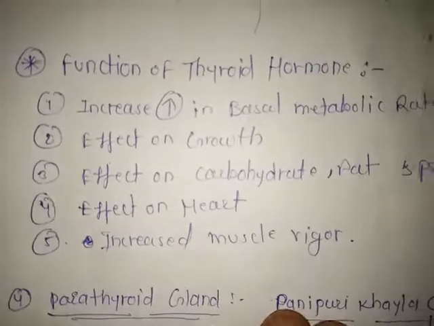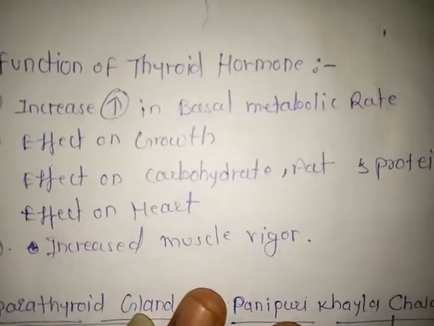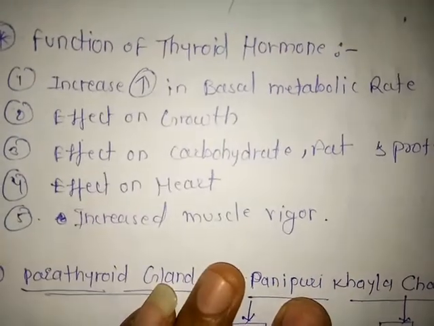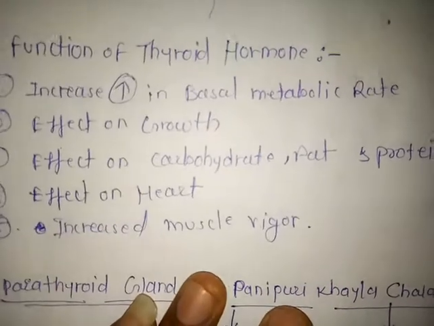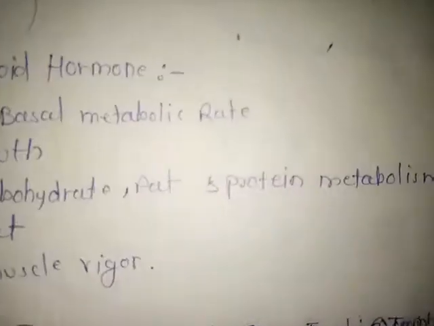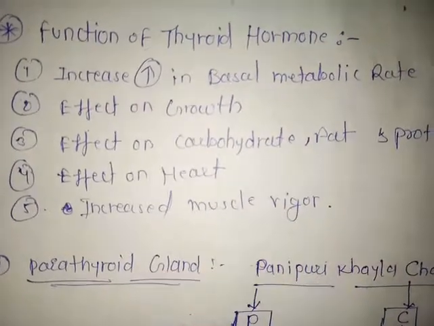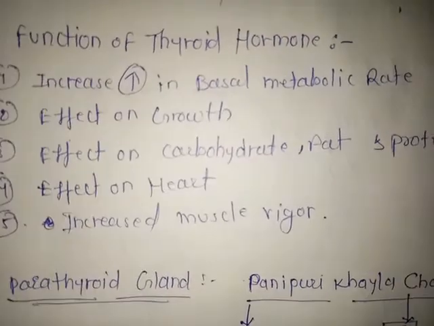Then next, the functions of the thyroid gland. So these are the simple functions of the thyroid gland. First function, increase in the basal metabolic rate, effect on growth. Then effect on carbohydrate, fat and protein metabolism. And next, effect on the heart and increase in muscle vigor. So these are the simple functions of thyroid hormones or the thyroid gland.